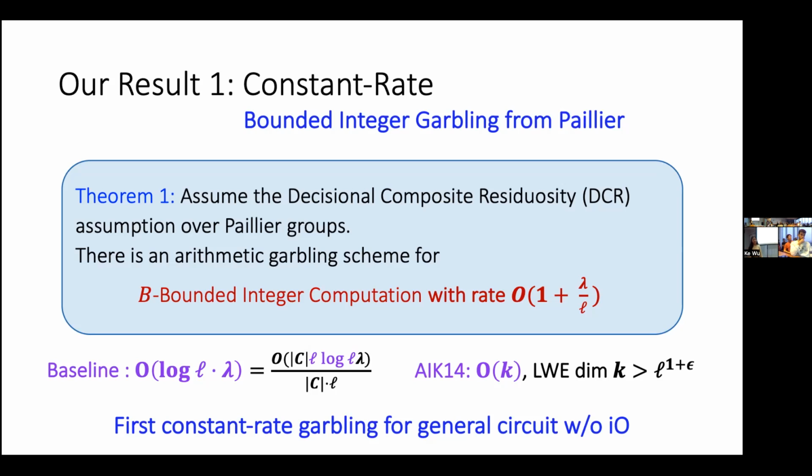Yeah, okay, so as far as we know, this is the first constant rate garbling for general circuit without using IO. So previously for low depth circuits, without using IO, you can get constant rate, but not for unbounded depth circuits. Sorry, a quick question. So for the baseline, do we need any assumption? Our baseline is the same assumption as Yao, which is like a one-way function.